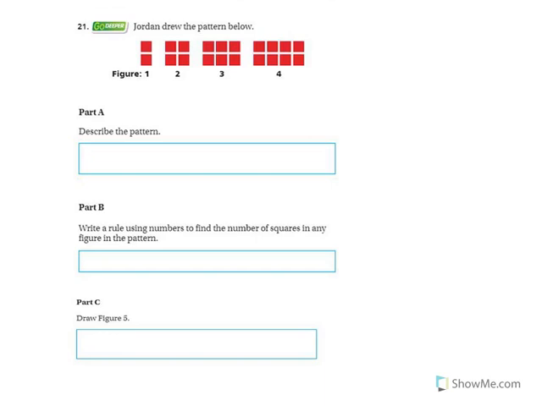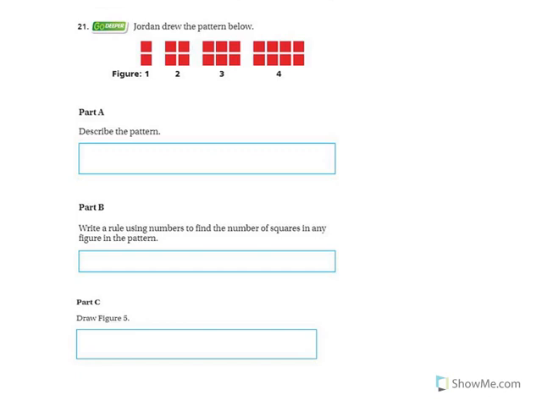Number 21, our final question. Jordan drew the pattern below. Take a look at each of the figures and how they compare to one another. Part A says to describe the pattern. So let's talk about it. Figure 1, we have 1 column with 2 rows.